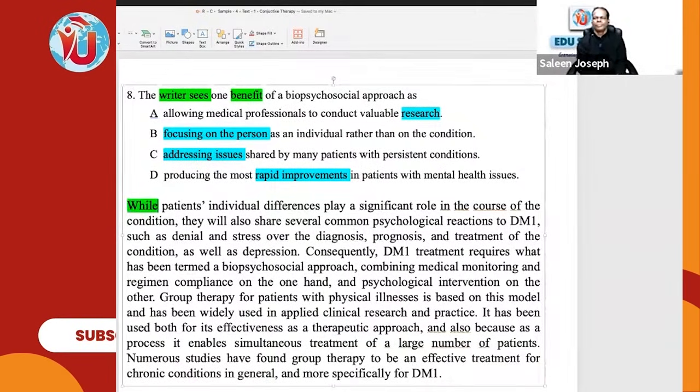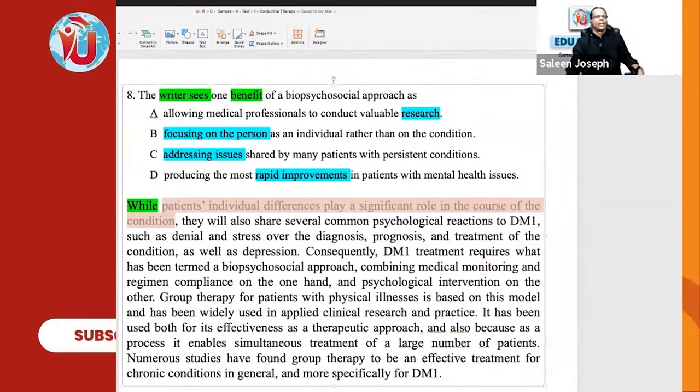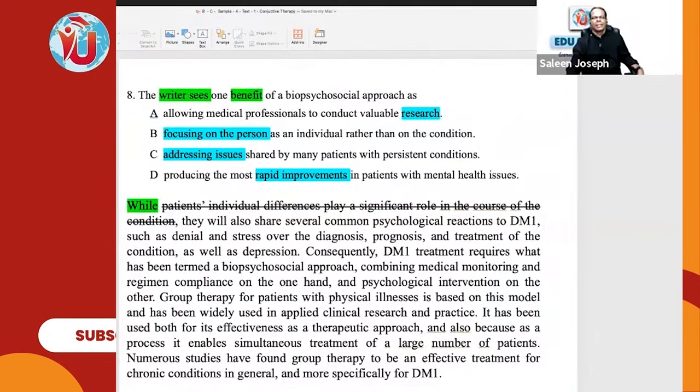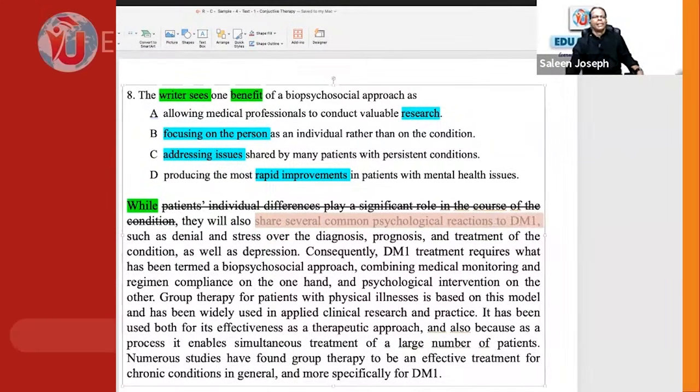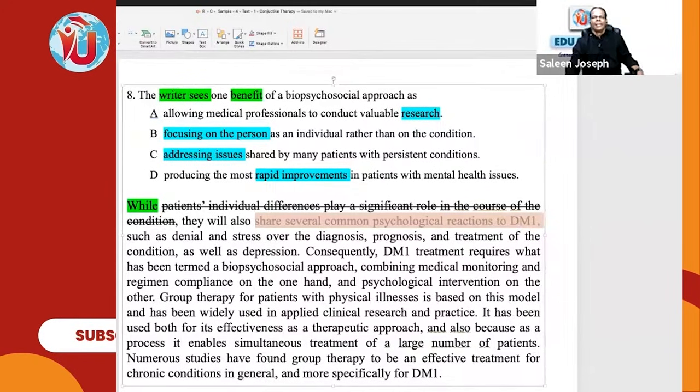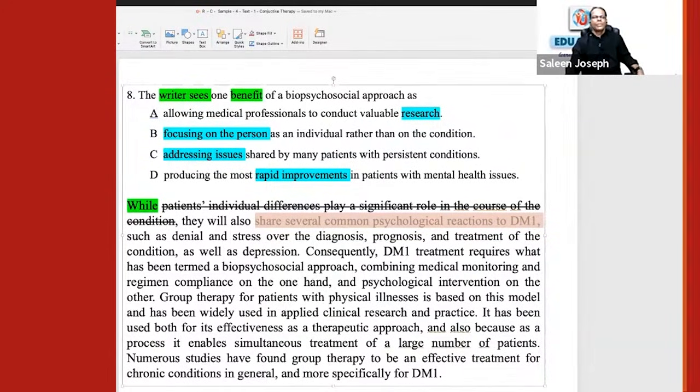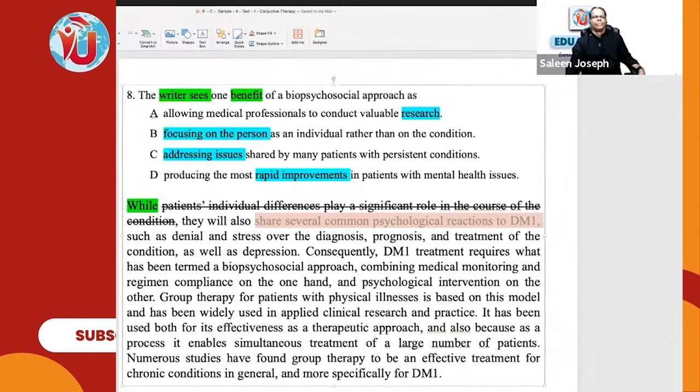First one, dependent clause. So the dependent clause is not important. That will not be the focus. Normally the answer will not come from there. So what is the independent clause? They will also share several common psychological reactions to DM1. Okay. So the question also says, is there any option which says C, further?